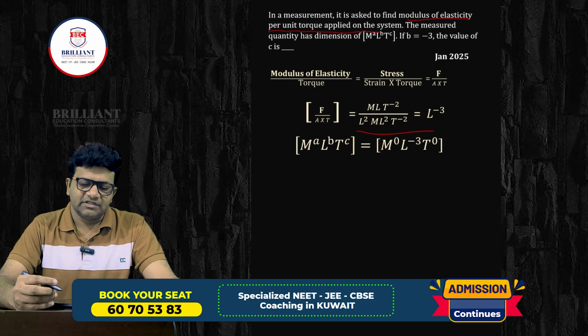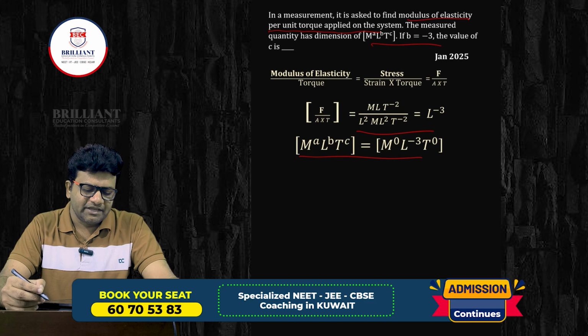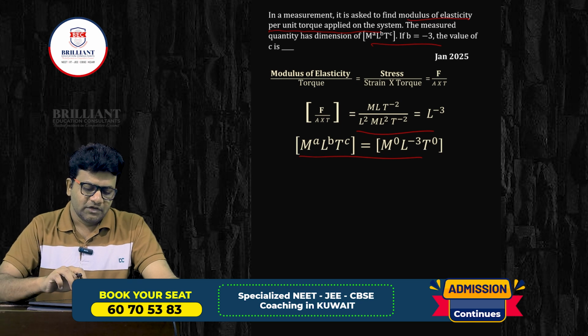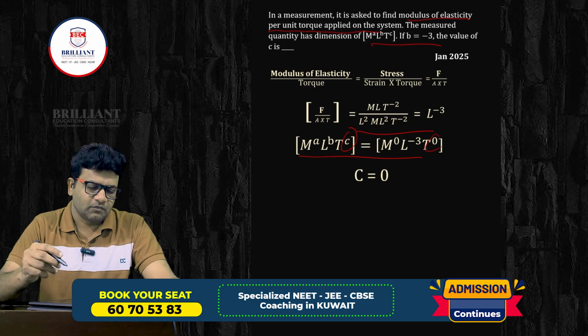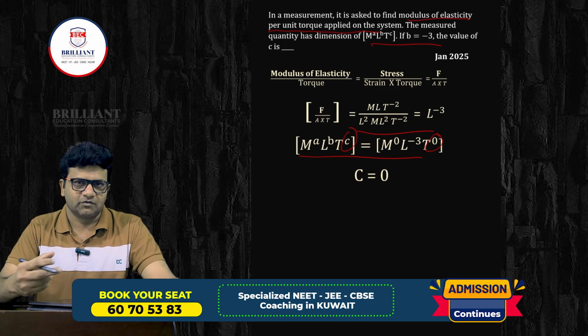Now comparing with the equation, we get M raised to a, L raised to b, T raised to c is equal to M raised to 0, L raised to minus 3, T raised to 0. So from this we get the value of c is 0. So the answer is 0, c is equal to 0. So here we are doing it through the shortcut. Okay, for details we have to work out more.